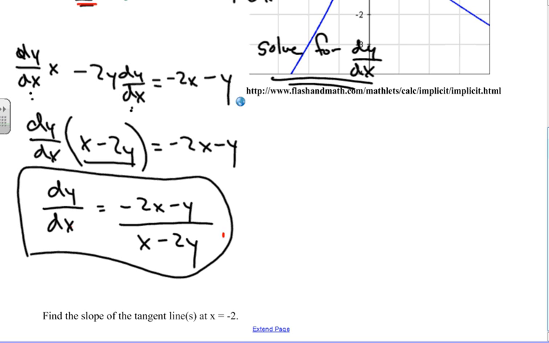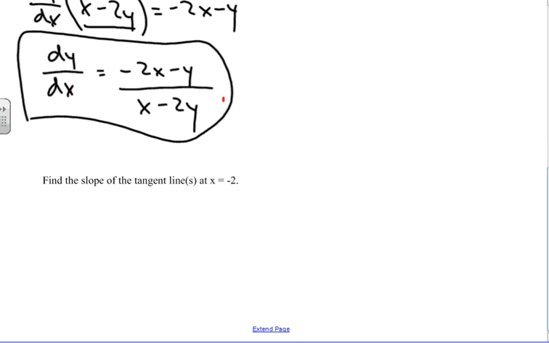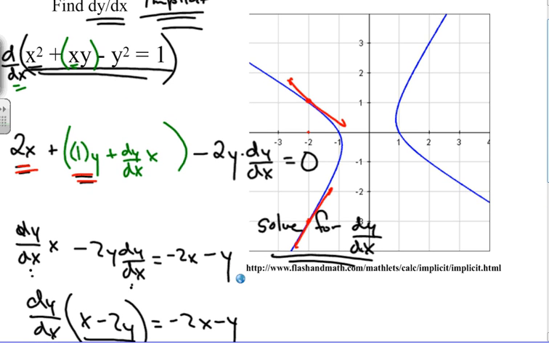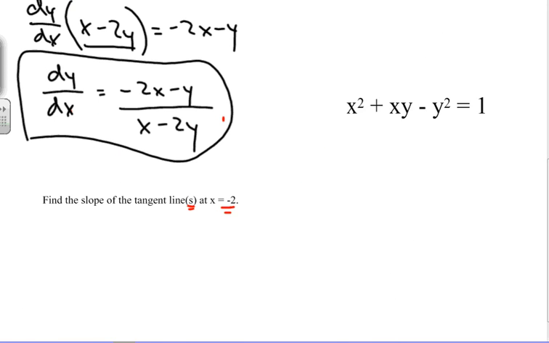Ta-da! Now, if we want to go one step farther, we can find the slope of the tangent line, or lines, at x equals negative 2. If you look at the graph, negative 2 is located right here, and you realize that I have a point here and a point there. Well, let's try to find those two slopes. To do that, I'm going to borrow this original equation. Okay, we have our derivative.